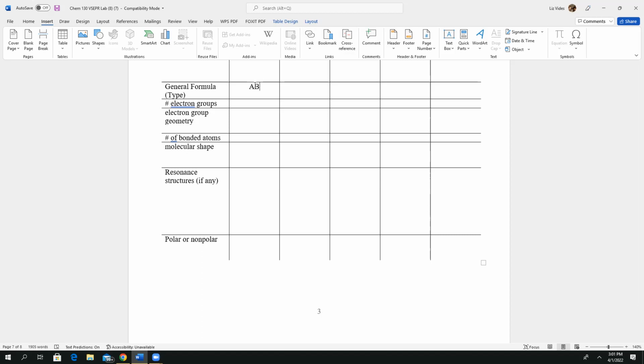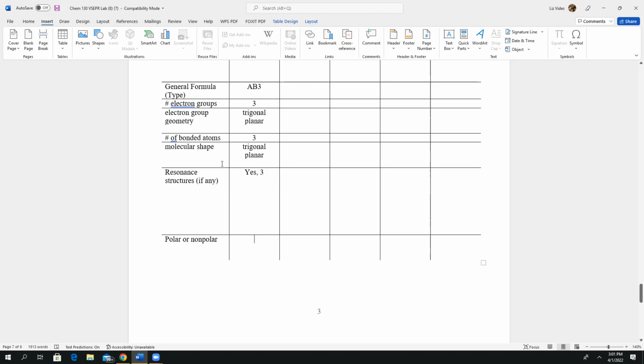So in this case, the next one is CO3 2 negative. So that is an AB3. Once again, number of electron groups is 3. That makes it a trigonal planar. This is 3 also. That makes it a trigonal planar. We do have resonance. We have 3 of them. Is it polar or non-polar?